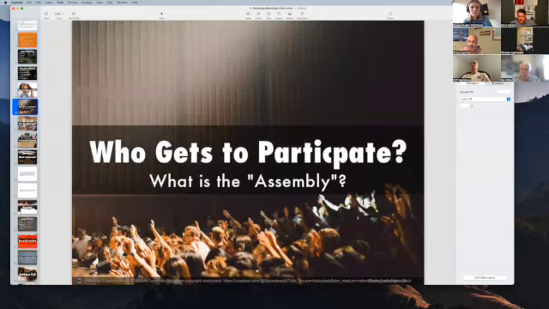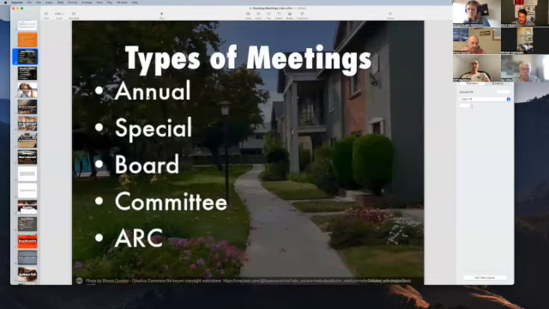Now, you've heard me mention this concept of assembly, and that's what Robert's Rules refers to as the individuals entitled to participate and vote. So if we go back to the types of meetings, the assembly at an annual meeting or a special meeting, that's all owners. And board members who are attending, you're really there in your capacity as an owner, not as a board member, at an annual meeting. Now, for board meetings, the assembly is the board. So only the board is authorized and entitled to vote and participate and speak.